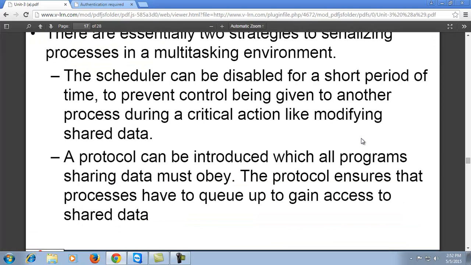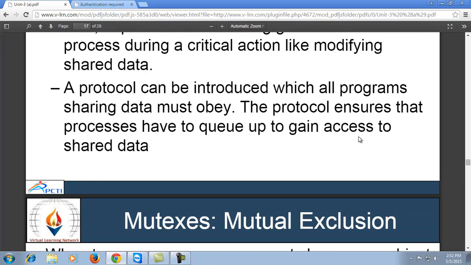The next is a protocol that can be introduced, which all programs sharing data must obey. This kind of protocol is required for sharing data, and it is followed by every process for doing the task. The protocol ensures that processes have to queue up to gain access to shared data, which may be accessed in a particular sequence allocated by the process and the priority set by the operating system. This methodology helps us avoid the deadlock condition and avoid congestion in process execution and in completion of the processes' tasks.